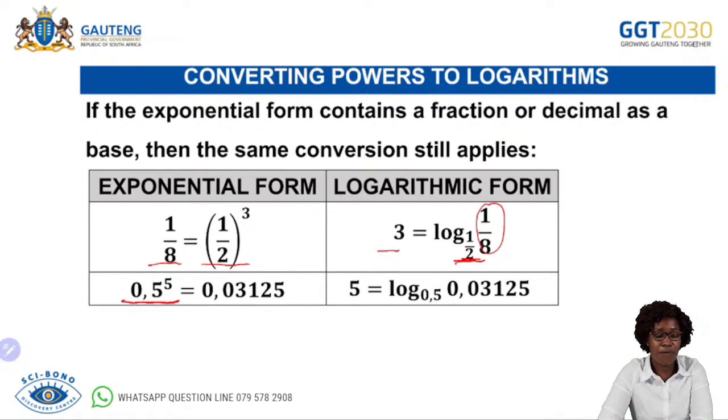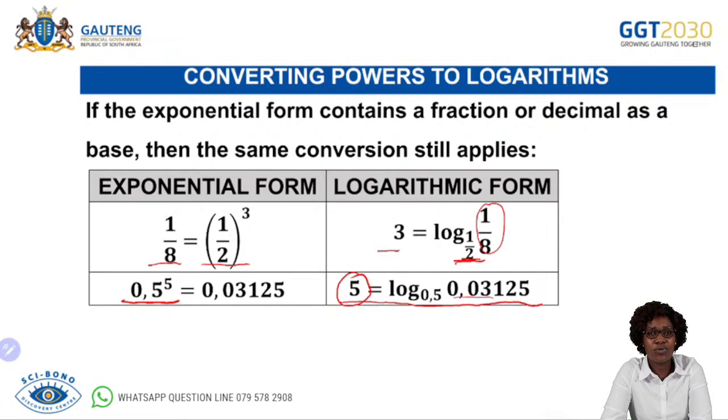0.5 raised to the power of 5, if you check on your calculator, gives you 0.03125. When I'm changing this to a logarithm, it becomes 5, which was your exponent, is equal to the log of 0.03125 to the base of 0.5.